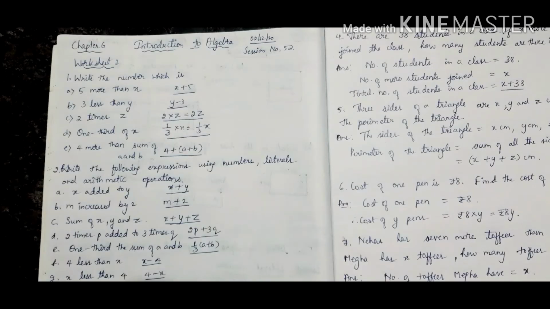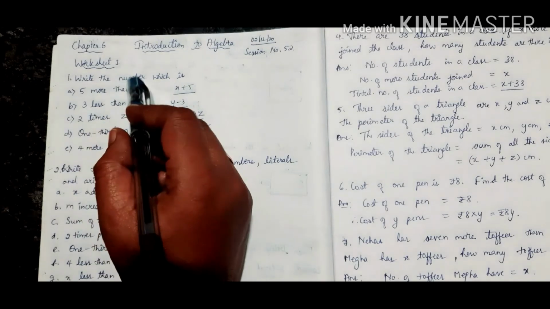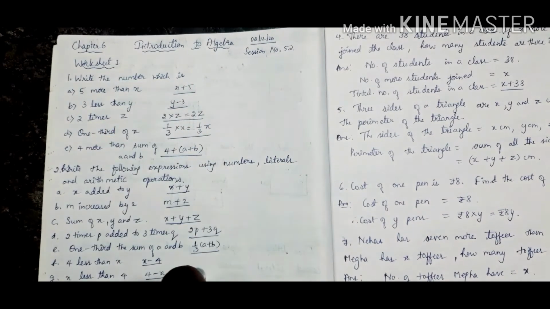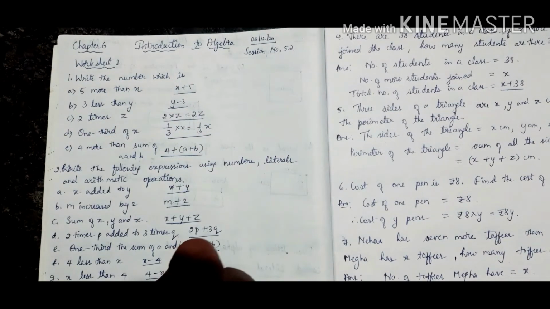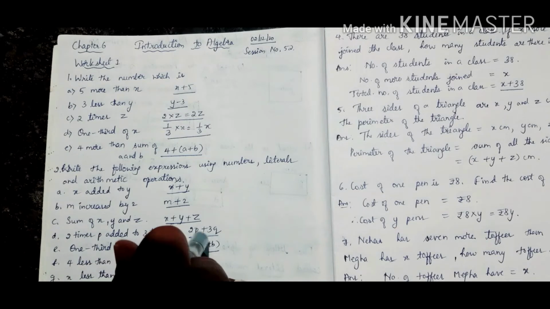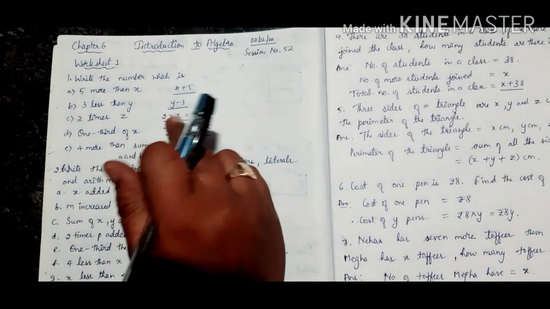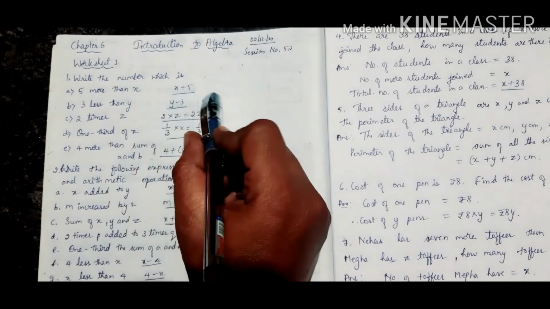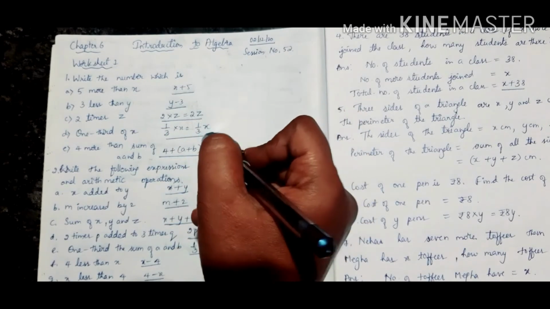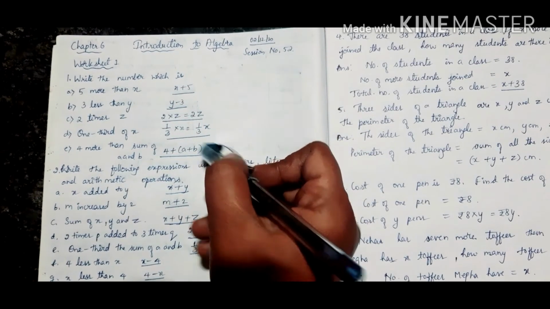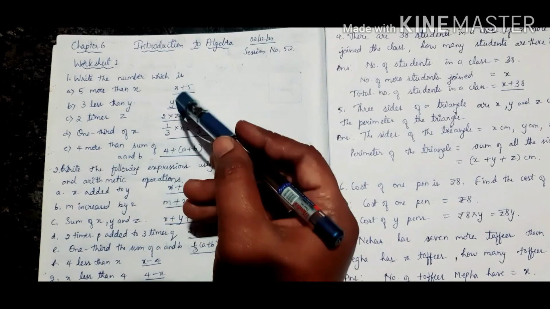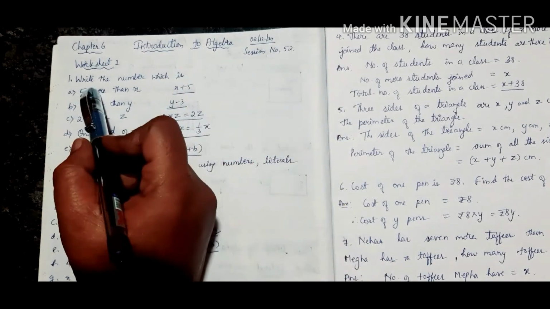Then let us see some of the problems from worksheet number 1. Here in this worksheet, we should be able to convert any given statement to an algebraic expression using the literal numbers, then the operations, 4 basic operations, plus, minus, into and division, and also we need to use the numbers. So let us see the first question.